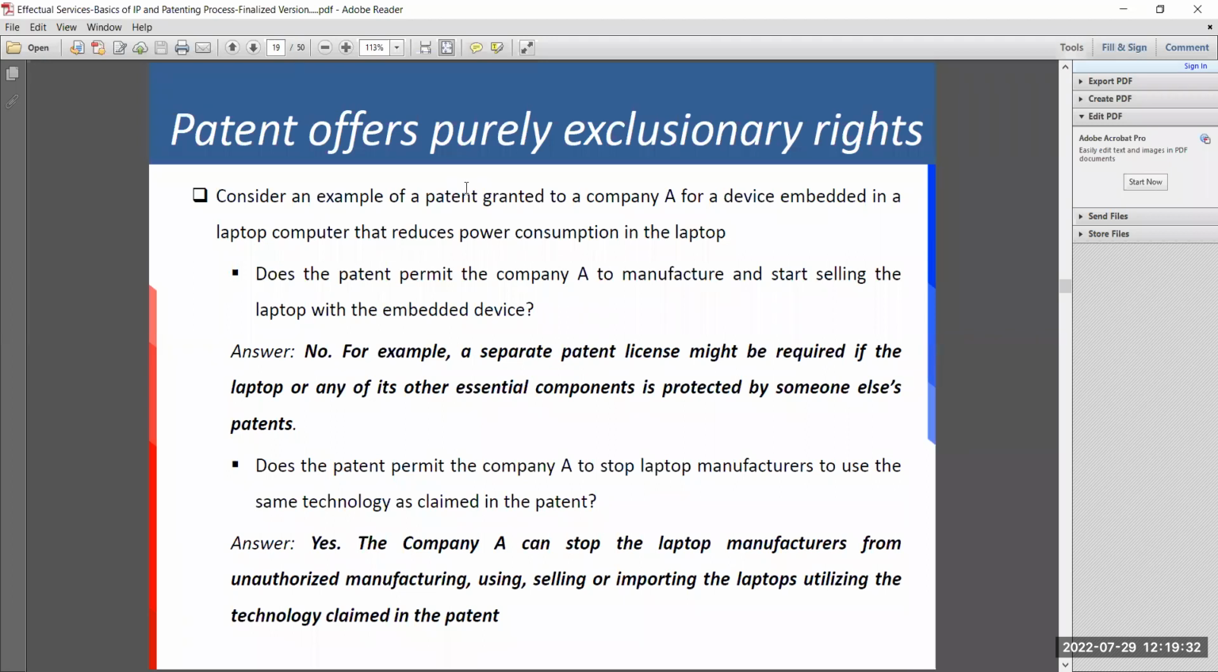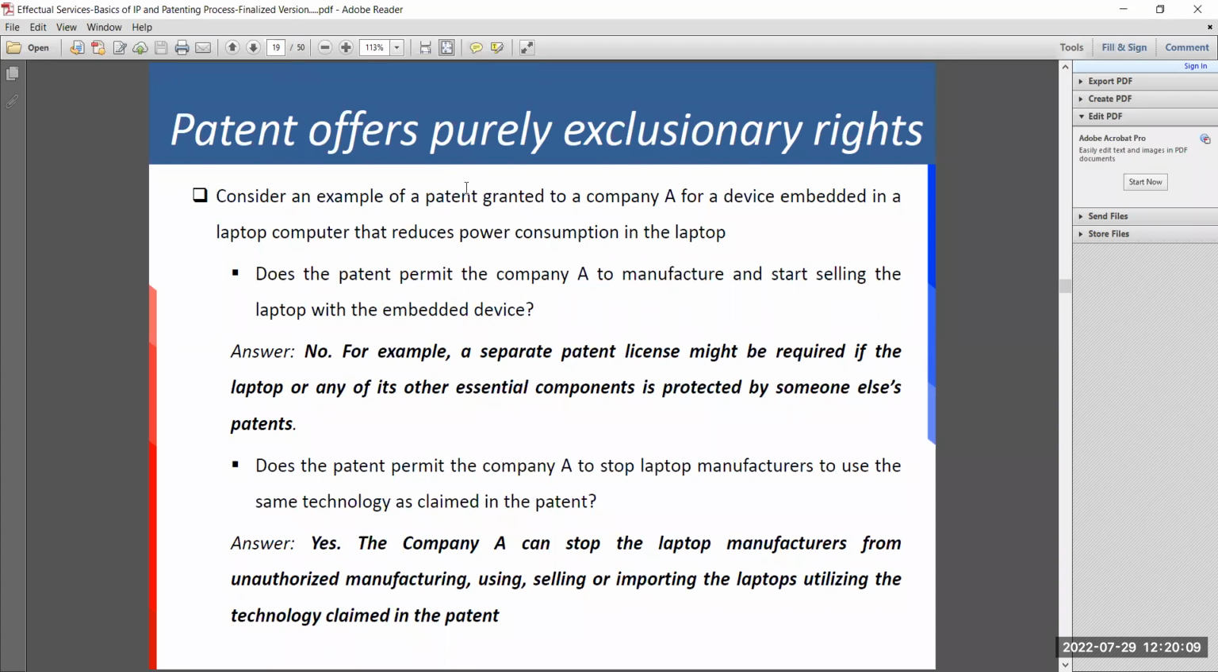No, because a separate patent license might be required if the laptop or any other essential component is protected by someone else. The company here has a device embedded in a laptop computer. This is a device which is new, not the entire laptop. And the laptop has a lot of components manufactured by different vendors, so they have their own rights. If you try to say that the laptop with that embedded device is yours, then company A can't claim that. Only that device can be sold under their brand name and under that patent.